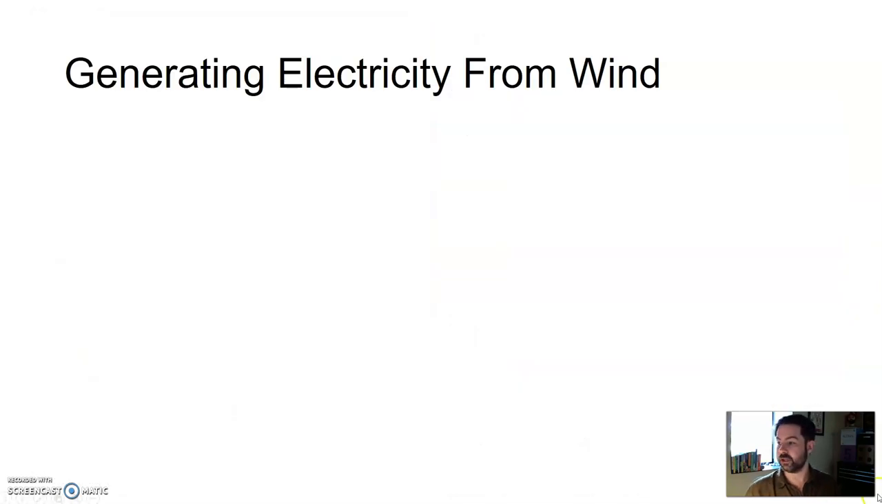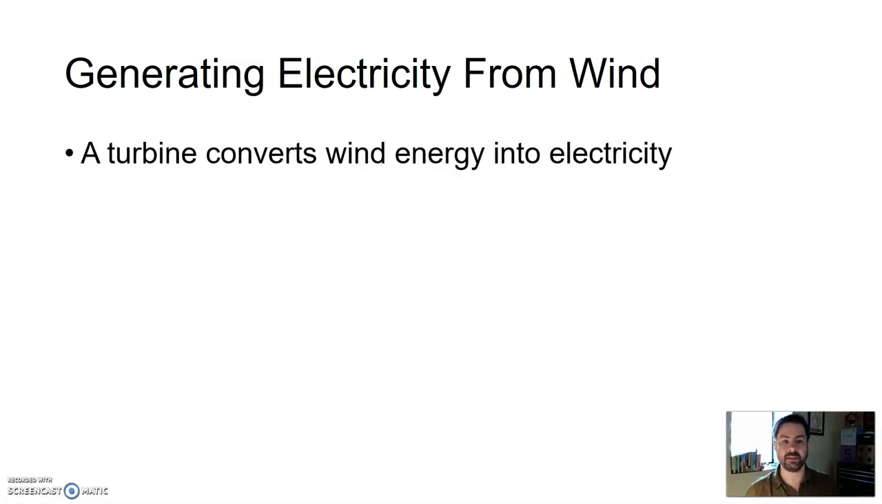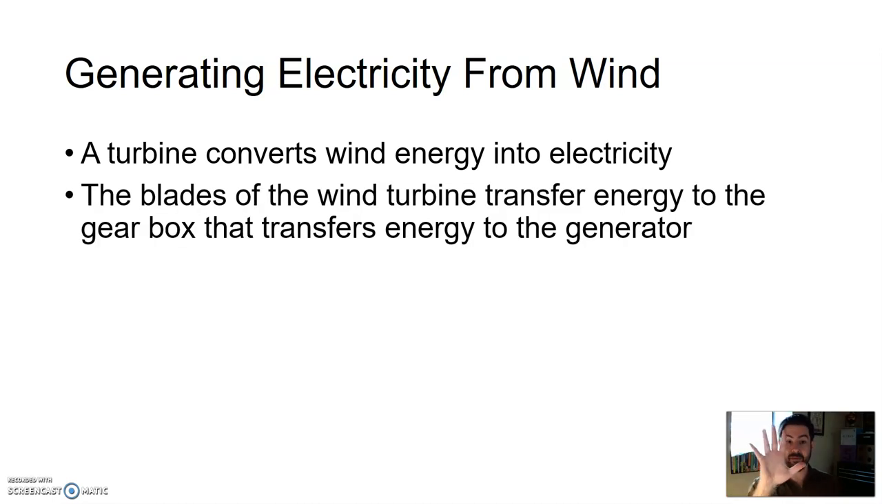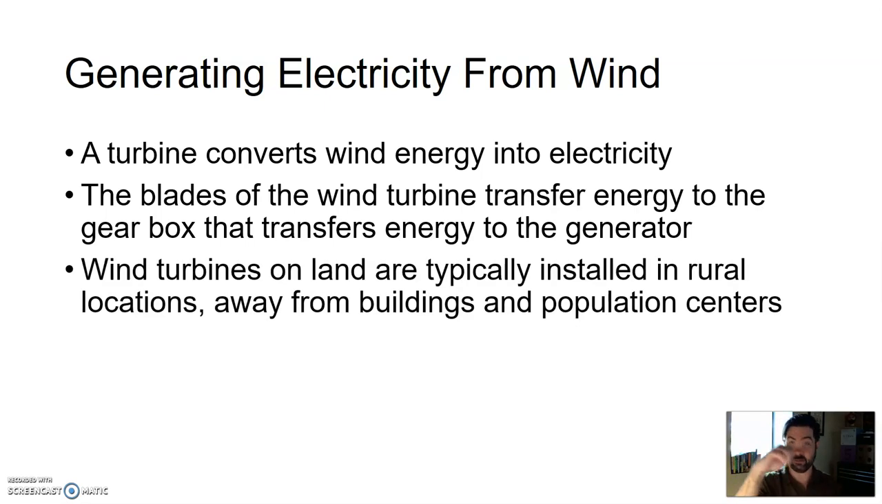So how do we generate electricity from wind? That's really how we harness that energy, is generate electricity. So we have these big fans known as turbines. The turbine converts wind energy into electricity. The blades of the fan are spun by the wind, and the turbine is connected to a generator. So when the wind spins the fan blades, it spins a generator, and the generator spins, generating electricity. Very simple.